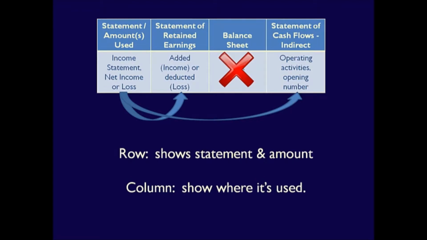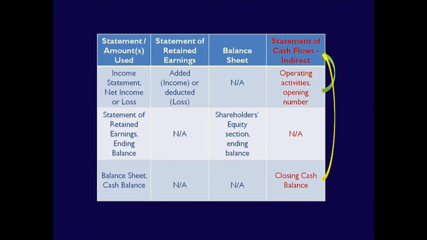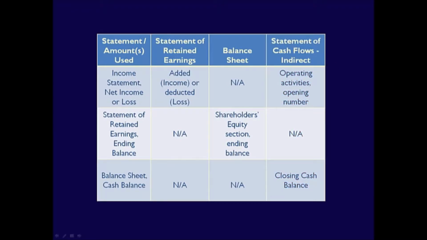Let's go back to the full matrix and focus on the last row. It shows that the cash balance from the current assets section of the balance sheet is used as the closing cash on the statement of cash flows. If you look at the last column in the matrix, you see that the two statements which are interconnected with the statement of cash flows are the net income or net loss from the income statement, and the closing cash balance from the balance sheet. Consider using a matrix when you can, as it's a very good visual representation of the connection between the financial statements.